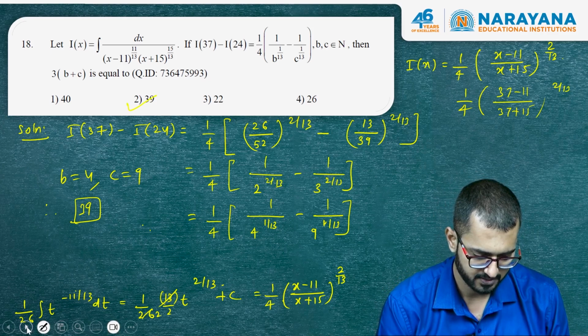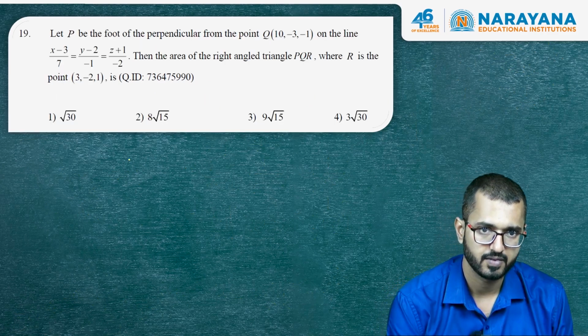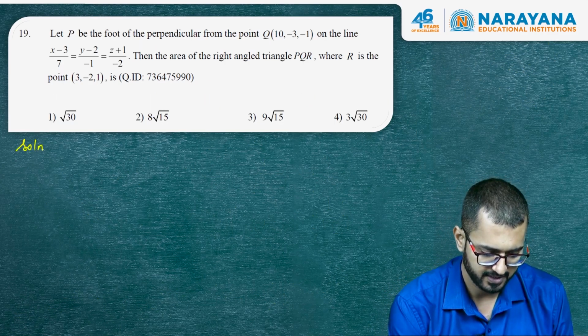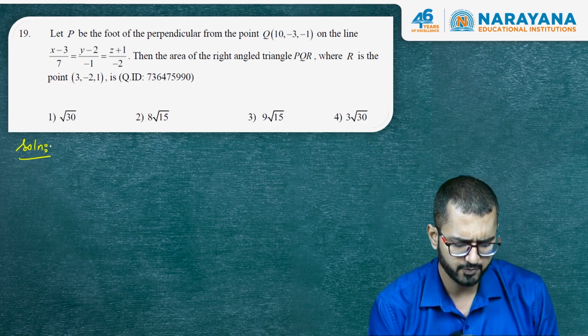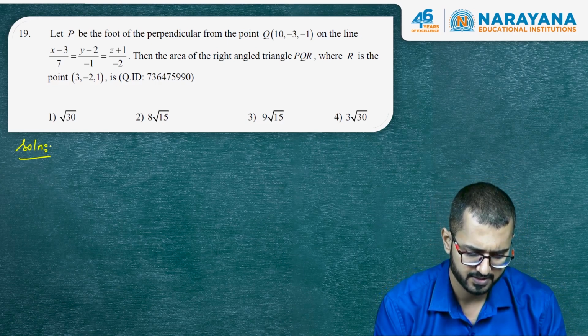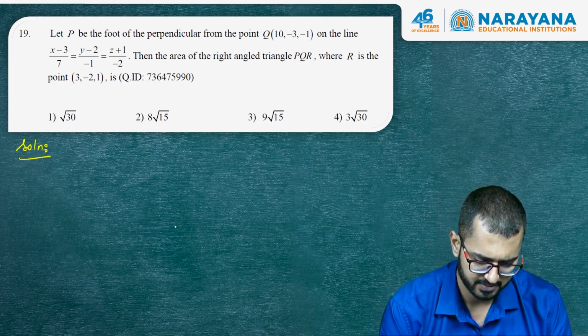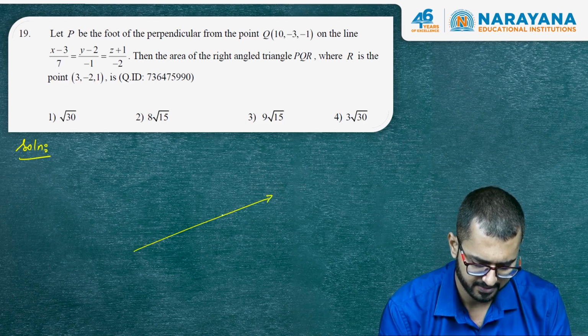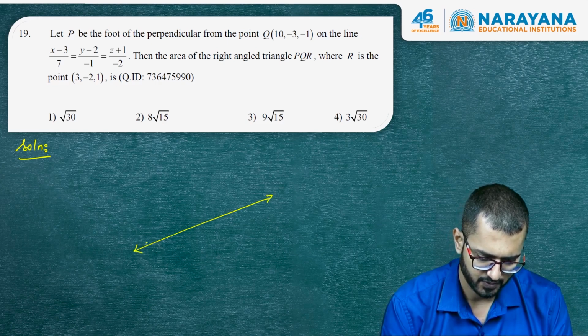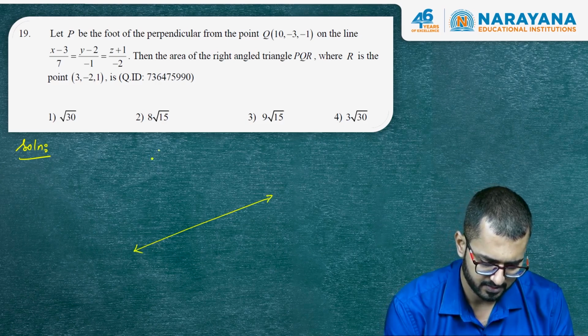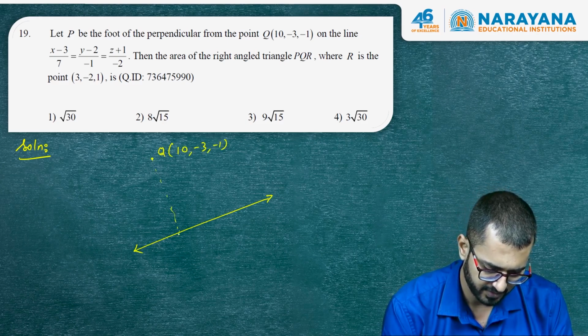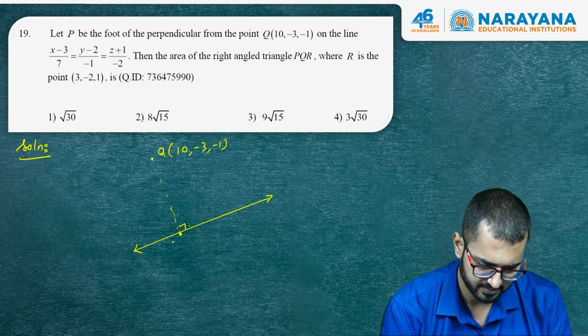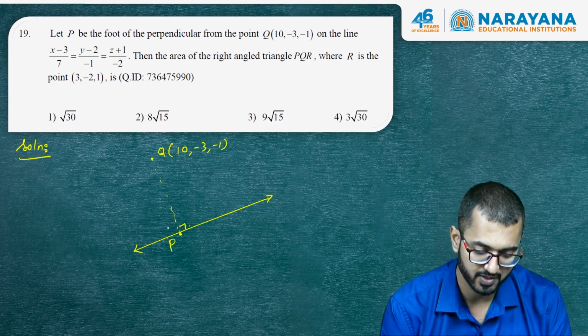Coming to the next question, question number 19. So we have this here, and let P be the foot of perpendicular from the point. So it's like this. That means I have a line here, foot of perpendicular. This is my point Q, which is 10, minus 3 and minus 1. This is my foot of perpendicular right here. Say this is F, we'll call it. No, sorry, they have given P as the foot of perpendicular.